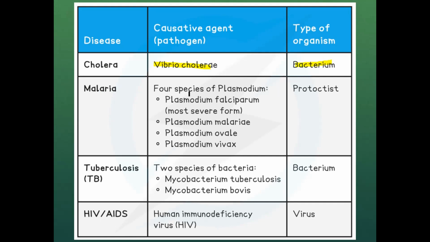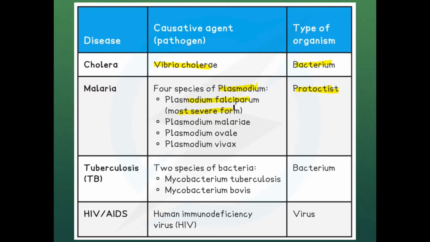Malaria is caused by Plasmodium, which is a protoctist, and it is a eukaryote. It's not a prokaryote. Bacteria are prokaryotes. A virus does not fall into the category of eukaryote or prokaryote at all. But a protoctist is a eukaryote. There are 4 species of Plasmodium, but Plasmodium falciparum is the one which causes the most severe form of malaria.